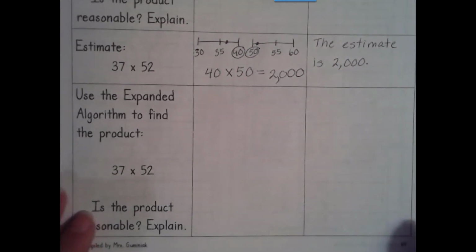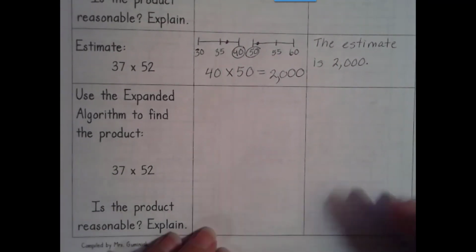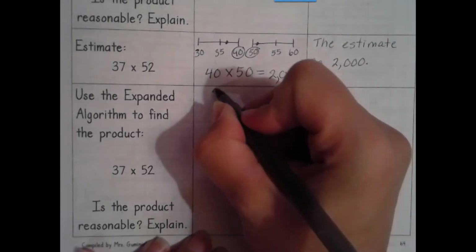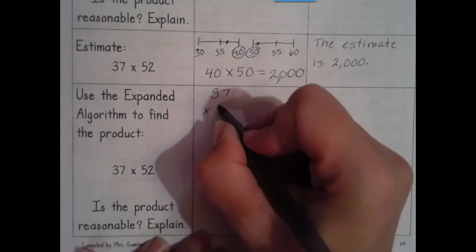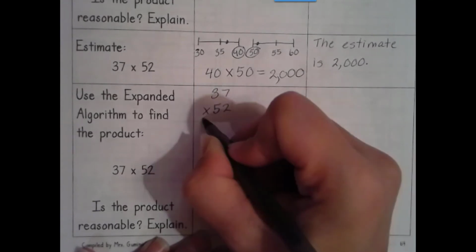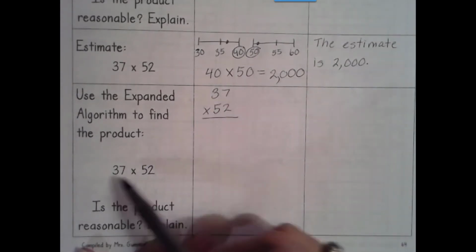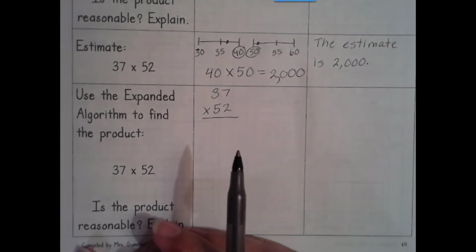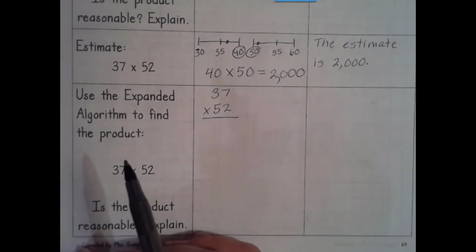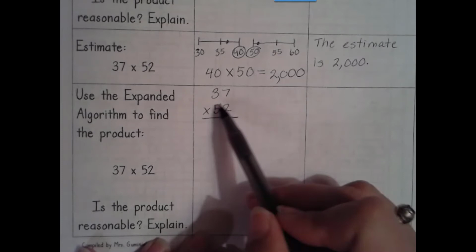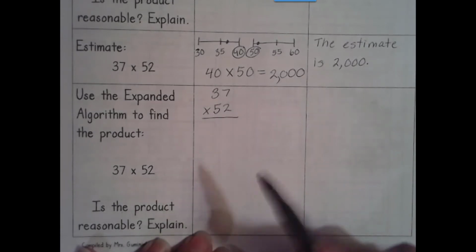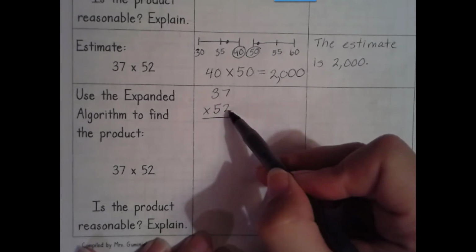Now that I have my estimated product, I'm going to find my actual product. 37 times 52. I switched the numbers this time because we have the commutative property of multiplication. They can go in either order. Just make sure that whatever your multiplier is, that's the one you have go first so that you can go in order and are careful with that.